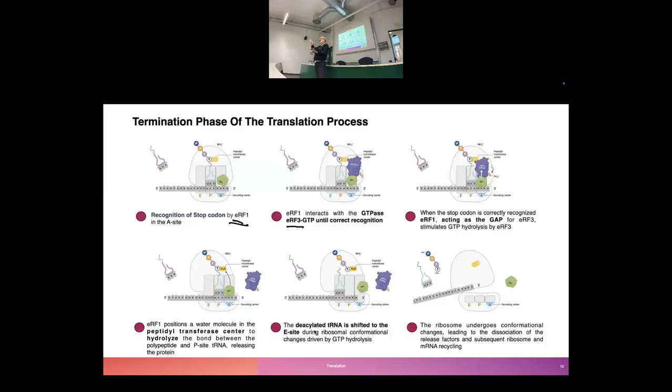At this point, the releasing factor 3 will activate the GTPase activity. And by hydrolysis of the GTP to GDP, now it will move away from the releasing factor 1. Okay? So it's a little bit tricky because it is the same protein that has the role for the specificity of interaction with the sequence and also the GAP activity.